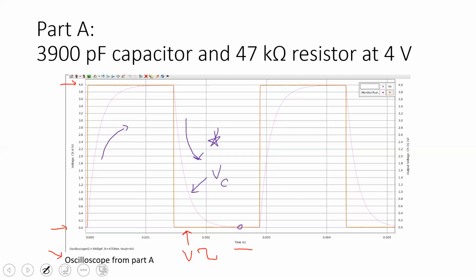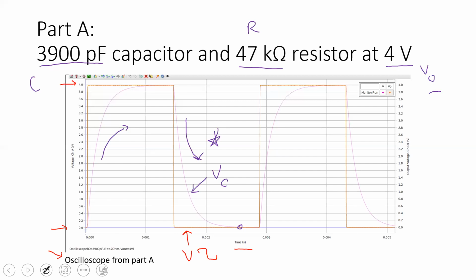So in part A, we are looking at a capacitor value of 3,900 picofarads, a resistor value of 47 kiloohms, so remember your powers of 10 here, and we are at 4 volts. That is our max voltage that we have charged our capacitor up to. That is our resistor value, that is our capacitor value. So remember, in that equation for our half-life, the max value that we charged up to doesn't appear in that equation. So we'll come back to that. We're going to look at that, check that it's true.